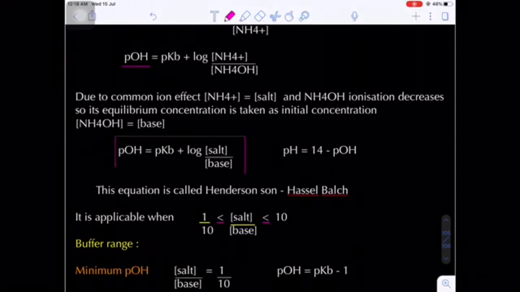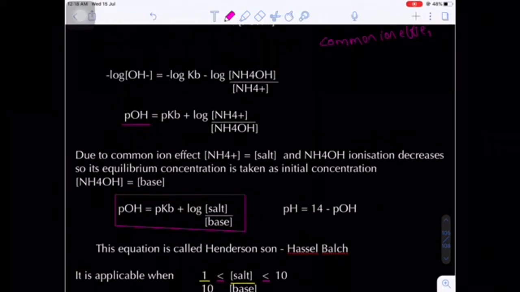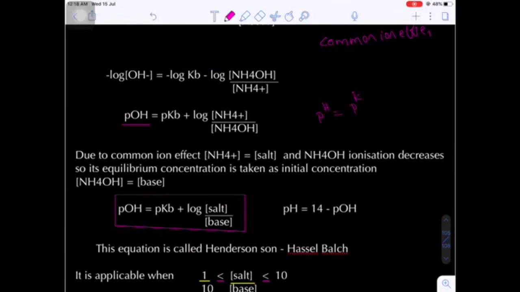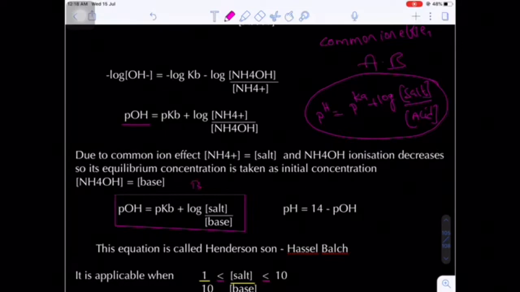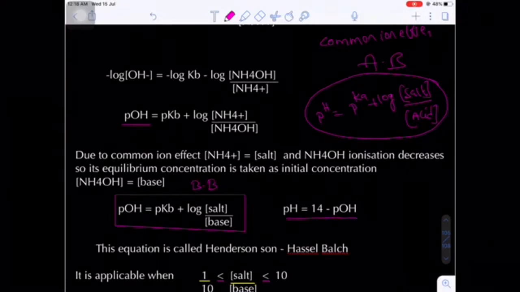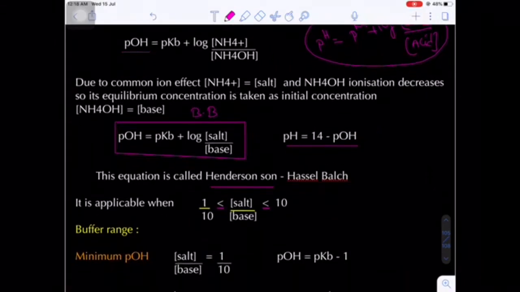So this is the equation to calculate the pOH of the solution. pOH is equal to what? pKb plus log of salt by base. Whereas in an acidic buffer, what is the formula? Acidic buffer, pH is equal to pKa plus log of salt concentration by acid concentration. This is corresponding to the acidic buffer, and this is corresponding to the basic buffer. After getting the pOH, how to calculate the pH? 14 minus pOH at room temperature.